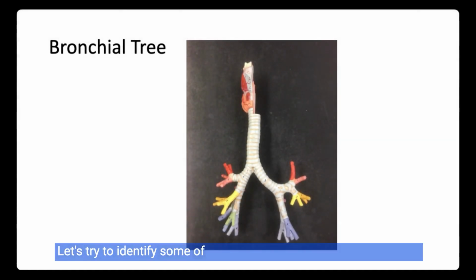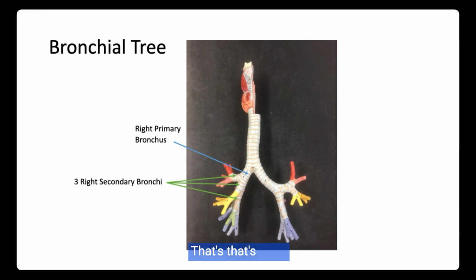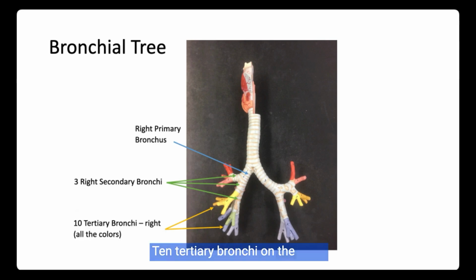Let's try to identify some of these landmarks of the bronchial tree. How about here? That's right. Primary bronchus. How about here? That's right. Three right secondary bronchi. How about right here? That's right. 10 tertiary bronchi on the right.